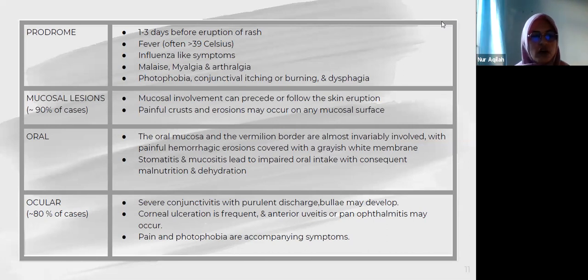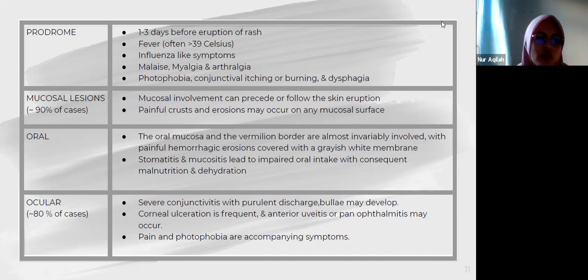Okay, for oral involvement, the oral mucosa and the vermilion border are almost always involved with painful hemorrhagic erosions covered with a grayish white membrane. And then they can also have stomatitis and mucositis, which lead to impaired oral intake. So due to the impaired oral intake, the patient may develop malnutrition and also dehydration because they can't eat and also drink due to the affected lips and mouth.